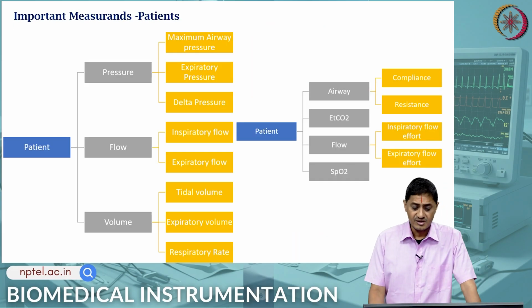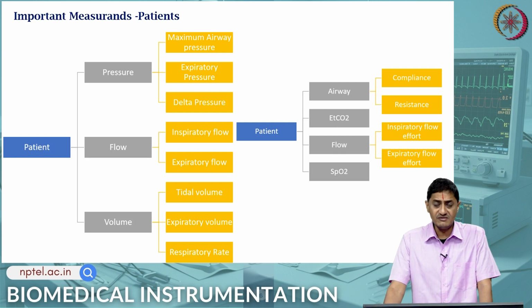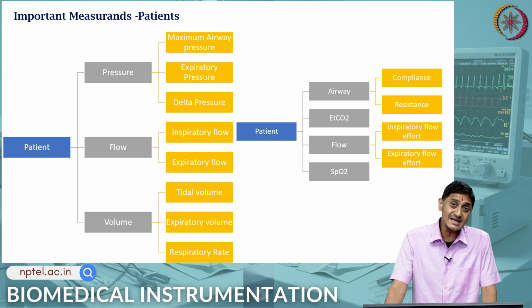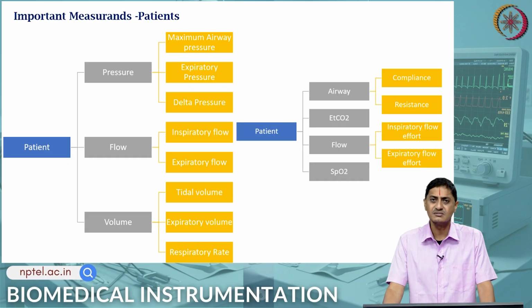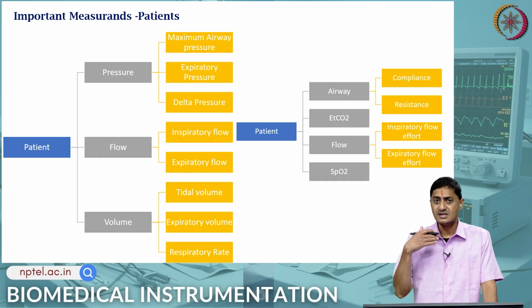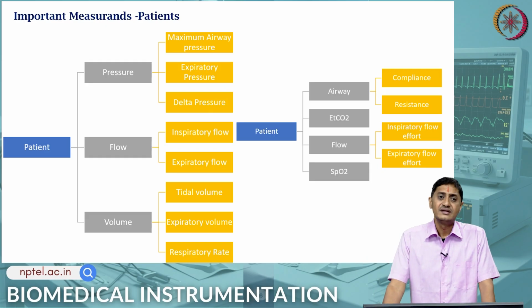These are the various measurements on the ventilator side. Then on the patient side you have too many variables. We have seen some of these. Among pressures, there is maximum airway pressure, the expiratory pressure and the delta pressure. Then there is flow, inspiratory flow and expiratory flow. Note that in this case, expiratory flow for the patient is a parameter, just that it is not controlled by the ventilator. For the patient, everybody has to expire, everybody has to breathe air out. Then volume: there are different volumes, tidal volume, expiratory volume, and the respiratory rate.